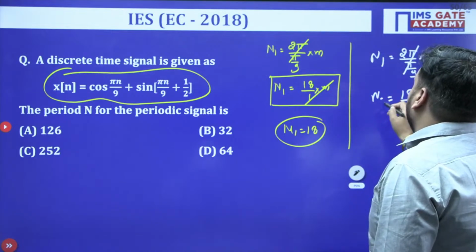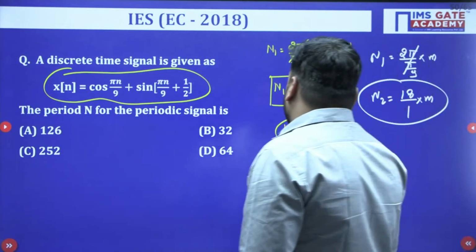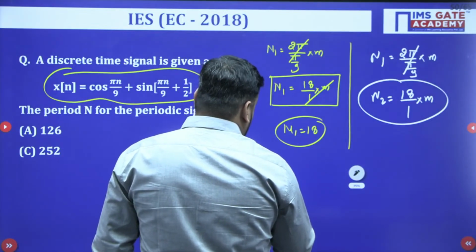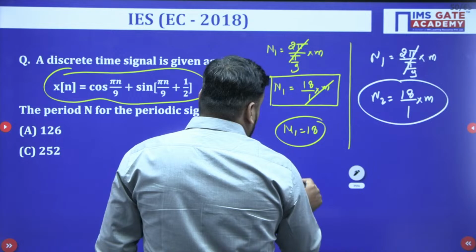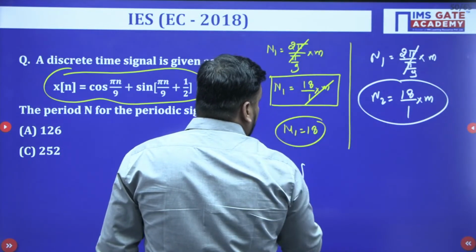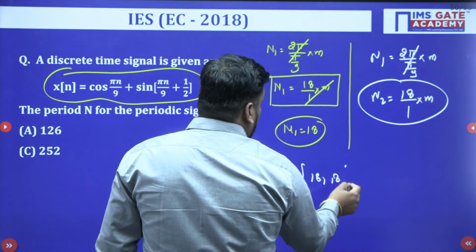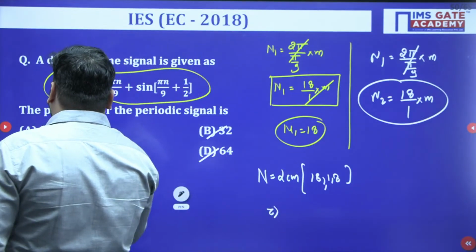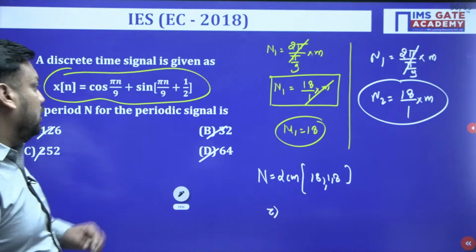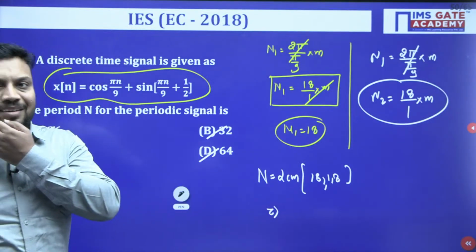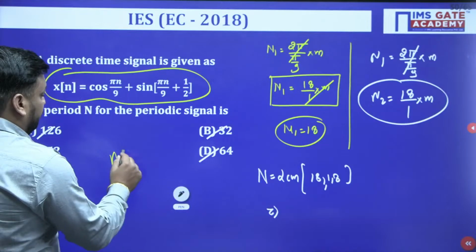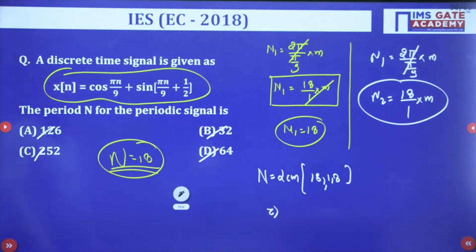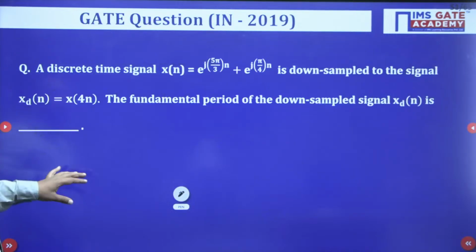This is N2. If I talk about the LCM, we have to take the LCM of N1 and N2 for the fundamental time period, so it will be 18 only. I think there is a typing error in the options. The typist has made a mistake, I think. So N is equal to 18 only. Maybe the typist typed some other options, no problem.